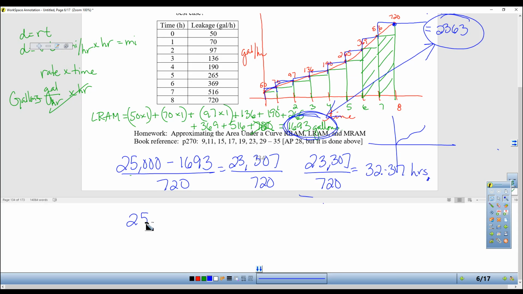In order to do the other one using the RRAM, you would do the same thing, minus 2,363, and divide that by 720, and then you would get 31.44 hours. So again, which one is worse? Well, if you're hoping to have time to get somebody in there to repair it, this one seems better. Got a little bit more time, but probably not enough to make a difference.